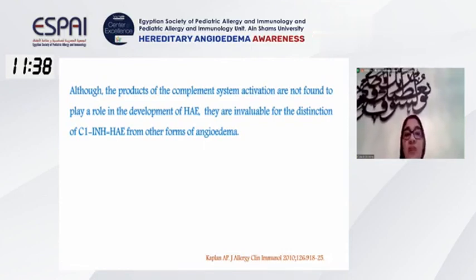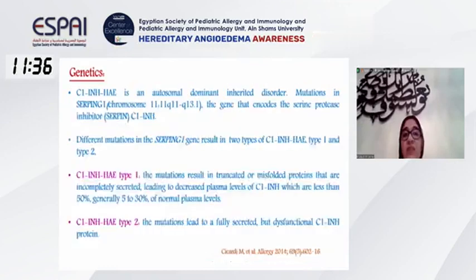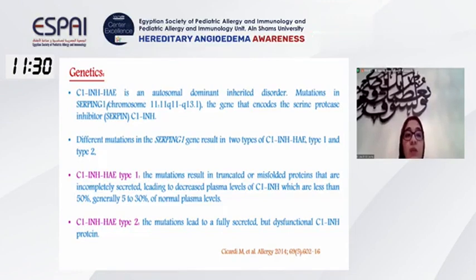So what about the genetics of this disorder? It is an autosomal dominant inherited disorder. The mutations are recognized in one gene, which is the gene that encodes the serine protease inhibitor, the C1 esterase inhibitor, located on chromosome 11. Different mutations are recognized in this gene, resulting in 2 types of hereditary angioedema, type 1 and type 2.